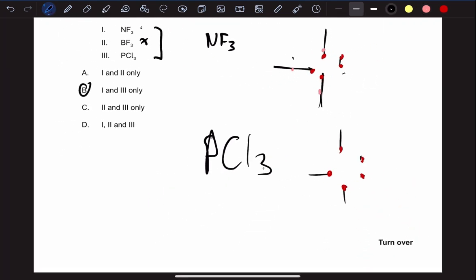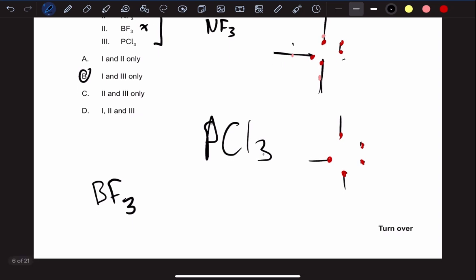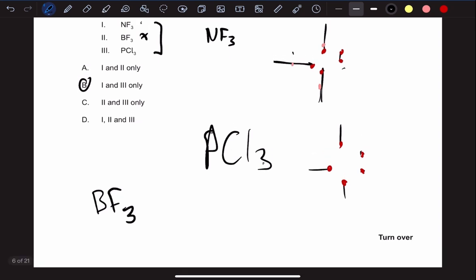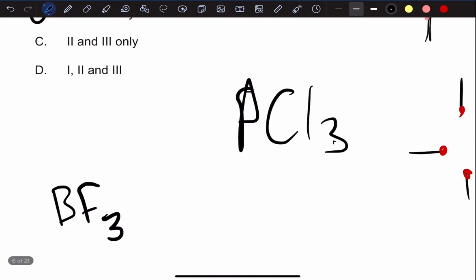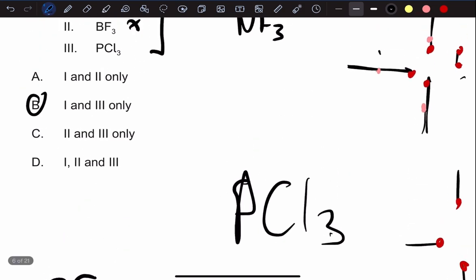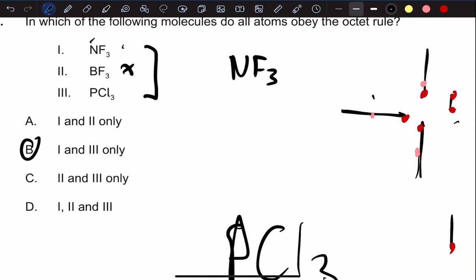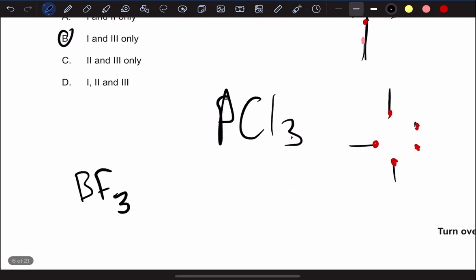For our BF3, I'm sure you see it everywhere because the IB tries BF3 all the time. It thinks it's going to catch us soon, but we've seen it for years. So boron has 3 valence electrons. Okay, that means it forms 3 bonds with fluorine, and that only gives boron 6 electrons. Right, that's the difference between the rest. If you just look at the other two, nitrogen and phosphorus, they have 5 valence electrons. Boron has 3.